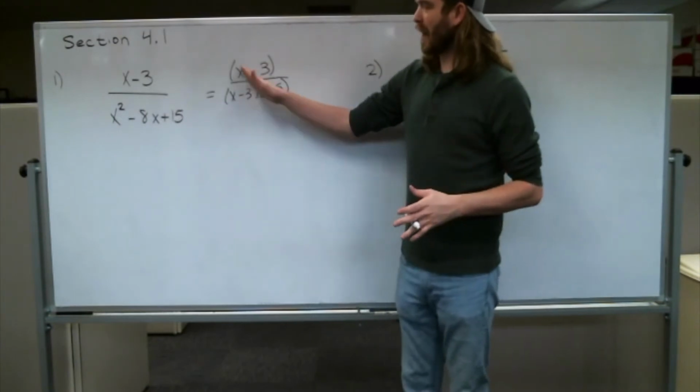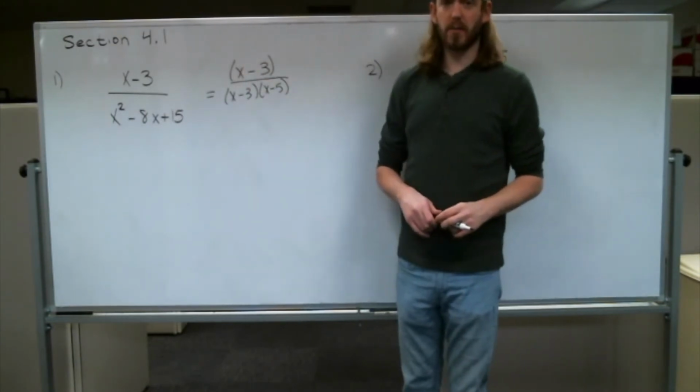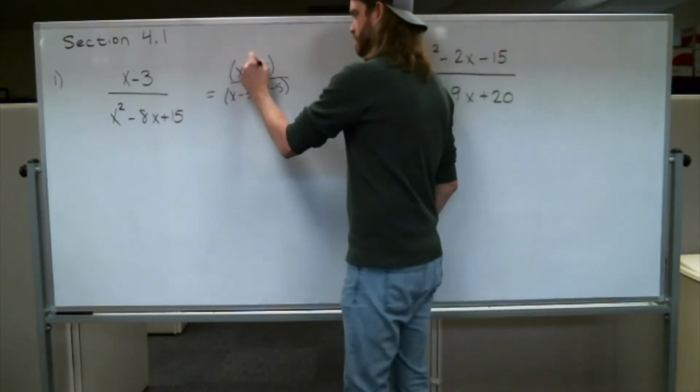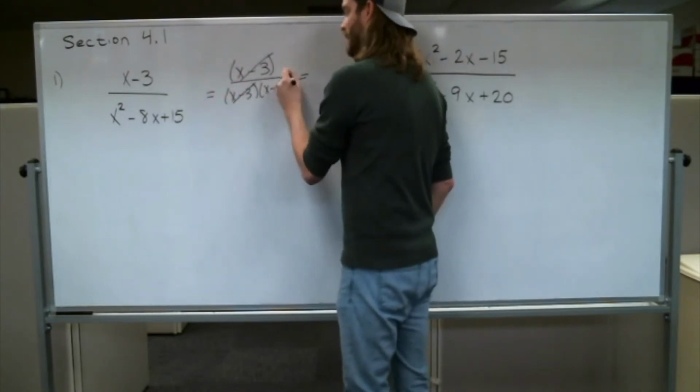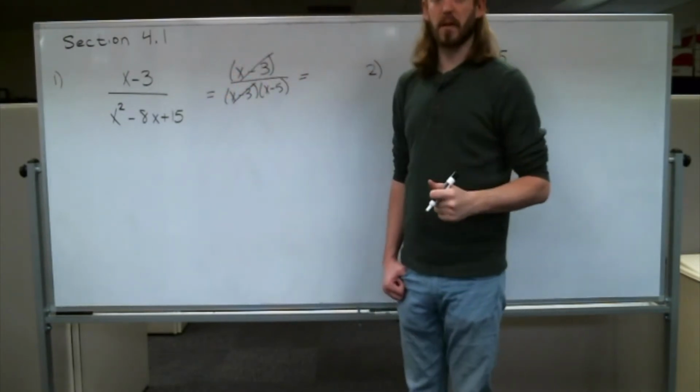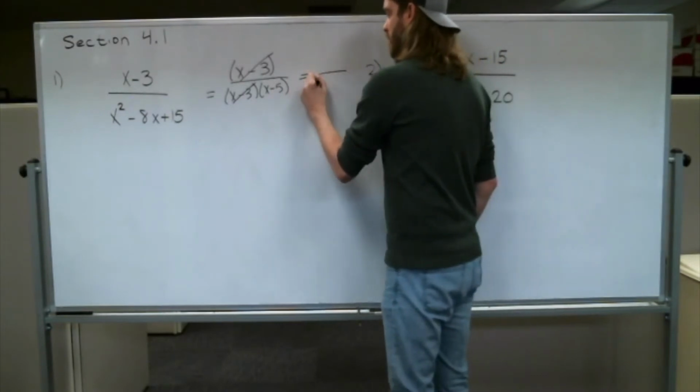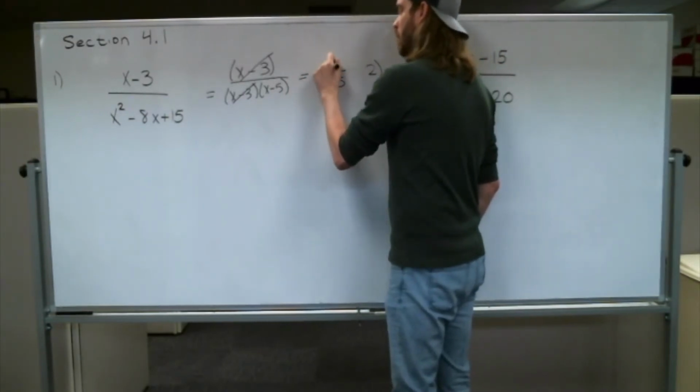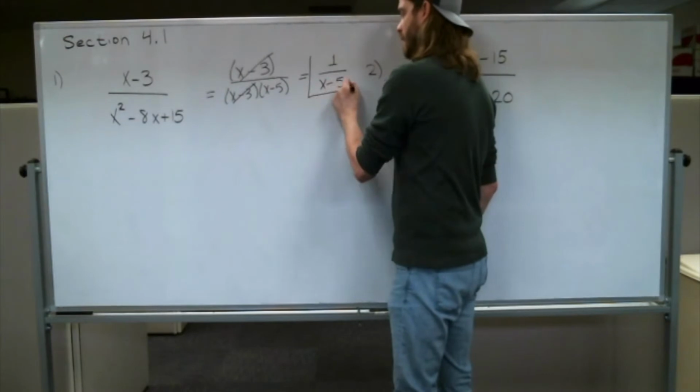Now, we can see that we have an x minus 3 on top and an x minus 3 on bottom, so we can cancel those out. When we cancel out everything on the top, though, we still have to put something there. This x minus 5 is going to stay on the bottom, and we're going to put a 1 on top, and that's going to be our final answer.